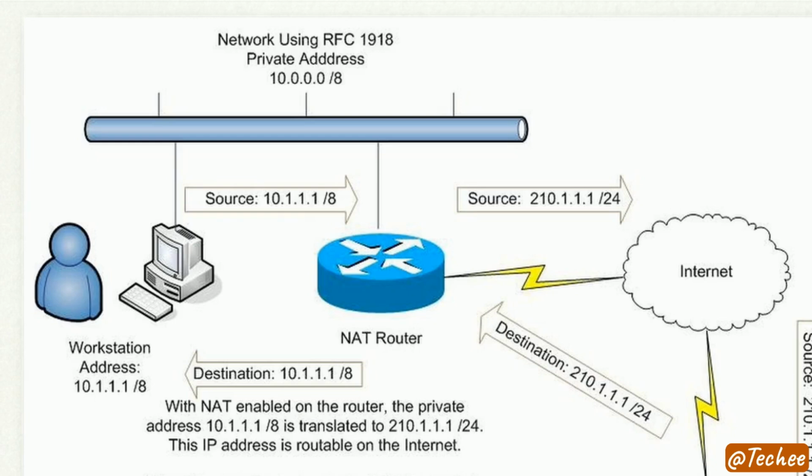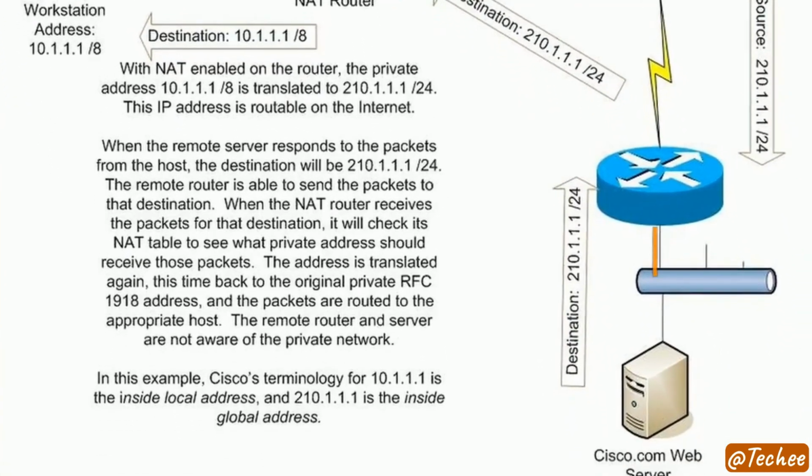Imagine you sit down at your laptop, which has a private address of 10.1.1.1, and you click a link to a website. Your laptop sends out a request for that web page. This diagram shows the router's first job. The NAT router strips away the laptop's private 10.1.1.1 address and replaces it with the household's public 210.1.1.1. The request continues to the destination server.